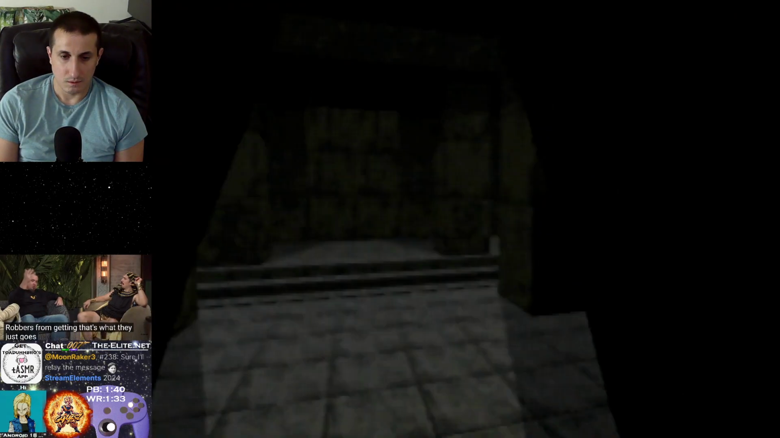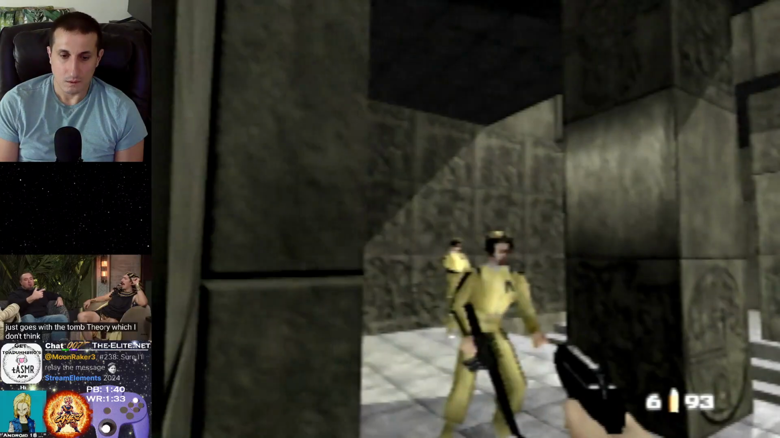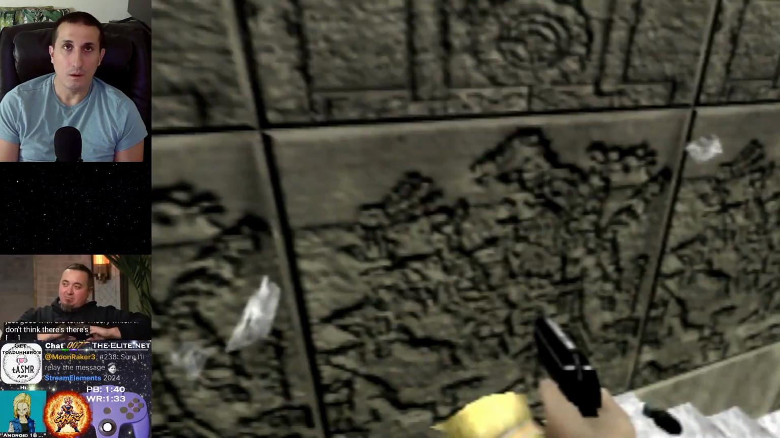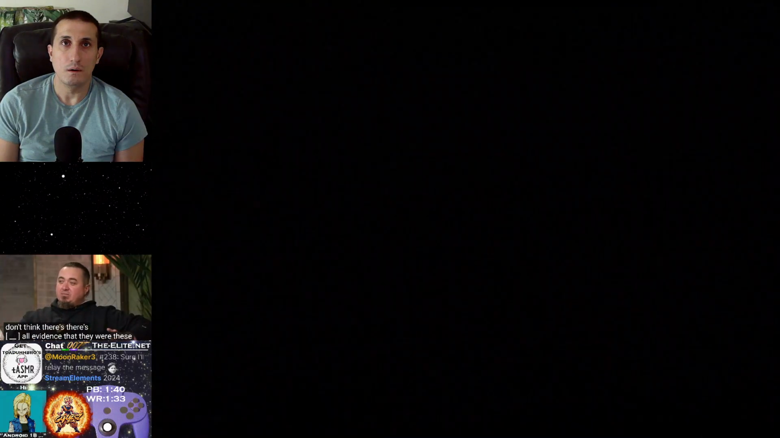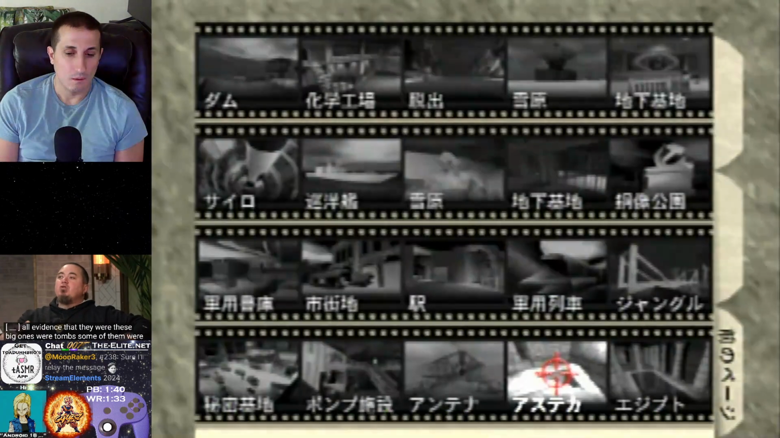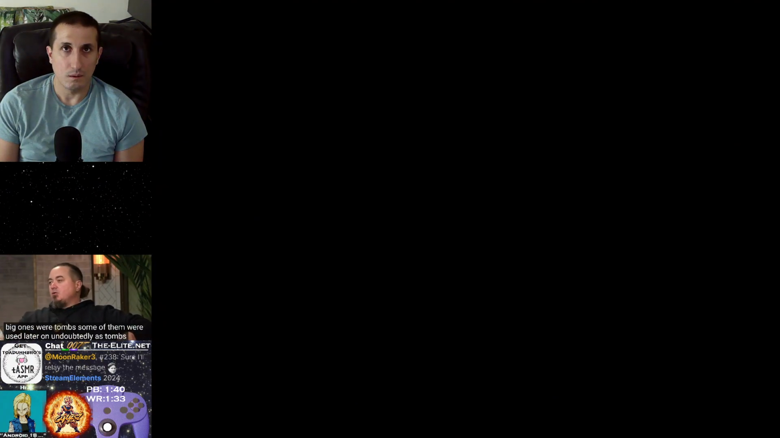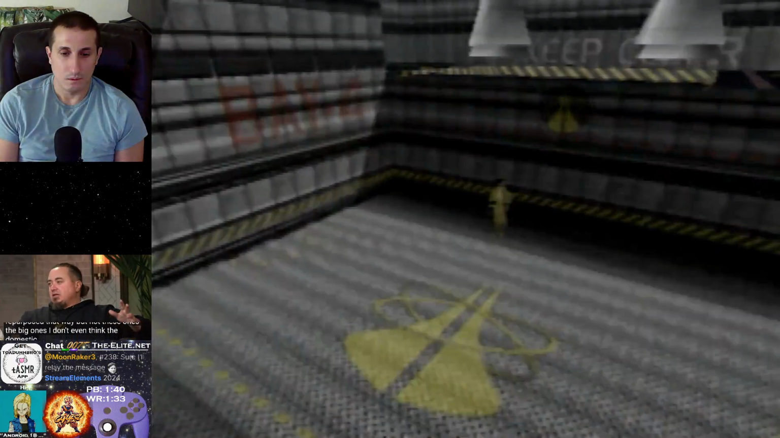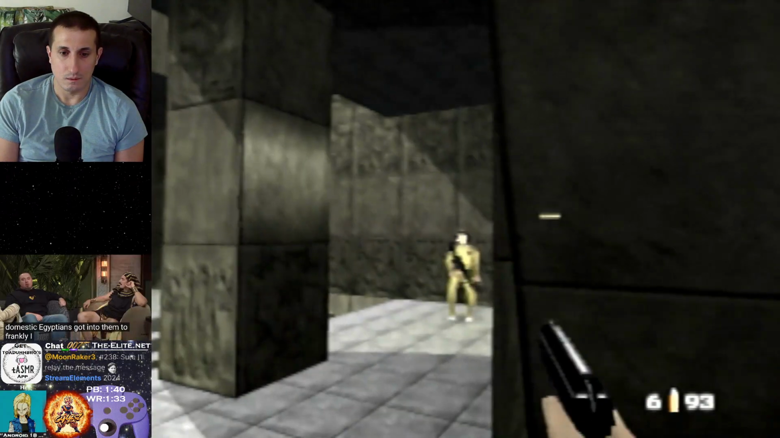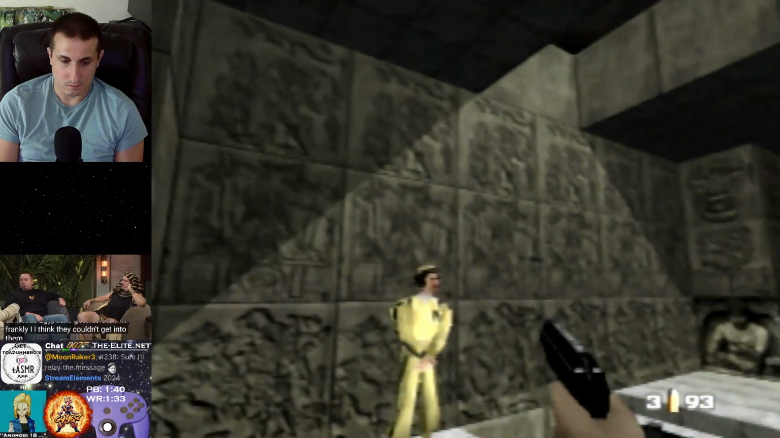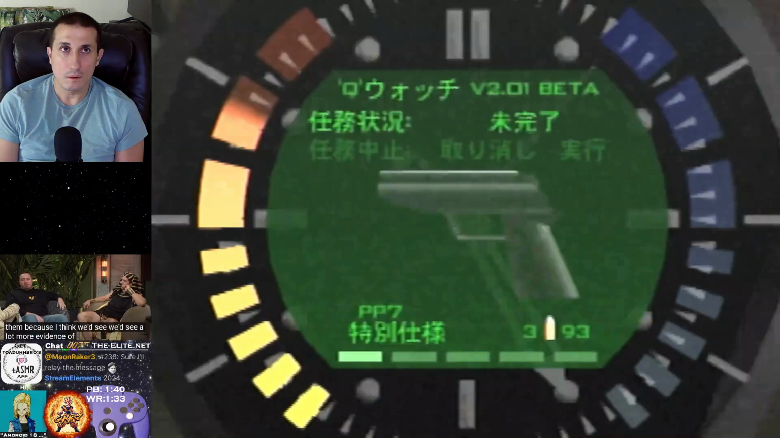Well, it's a monument, and it's supposed to stop tomb robbers from getting in. That goes with the tomb theory, which I don't think these were tombs. There's no evidence that these big ones were tombs. Some of them were used later on, undoubtedly, as tombs and repurposed that way, but not these ones. The big ones, I don't even think the dynastic Egyptians got into them, frankly. I think they couldn't get into them, because I think we'd see a lot more evidence of it if they did.